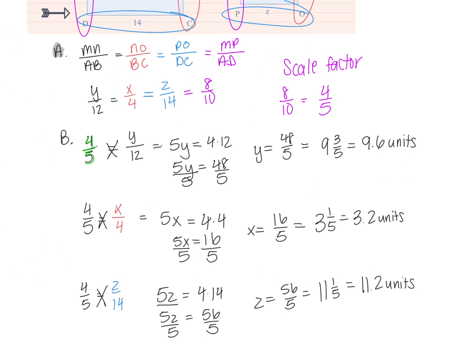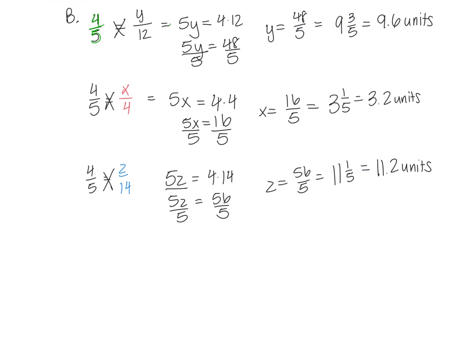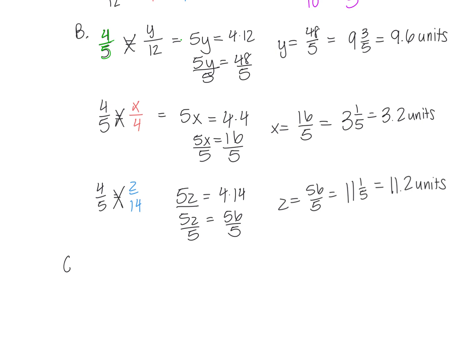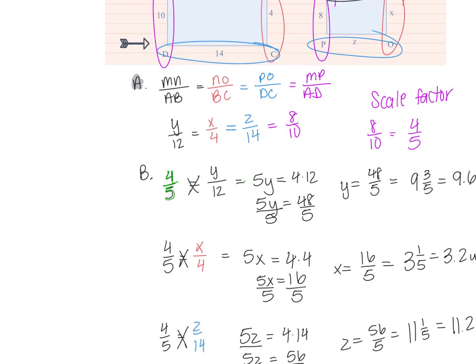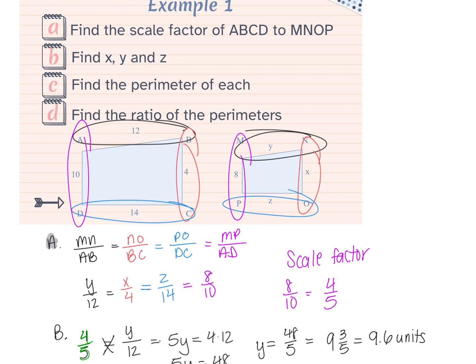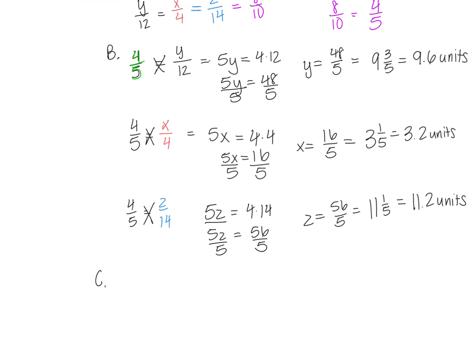All right, we did A and B. Now we have to go ahead and find C. Find the perimeter. This should be easy. How do you find perimeter? Add all the sides. Finding my perimeter. That is part C. All right, perimeter adding. So you have to add both of them. You're finding the perimeter for both shapes. Find the perimeter for each.